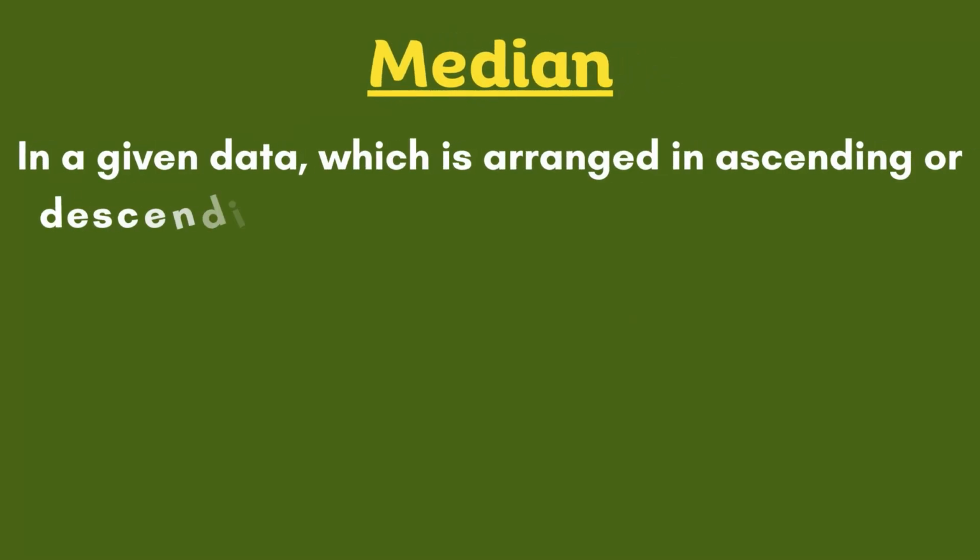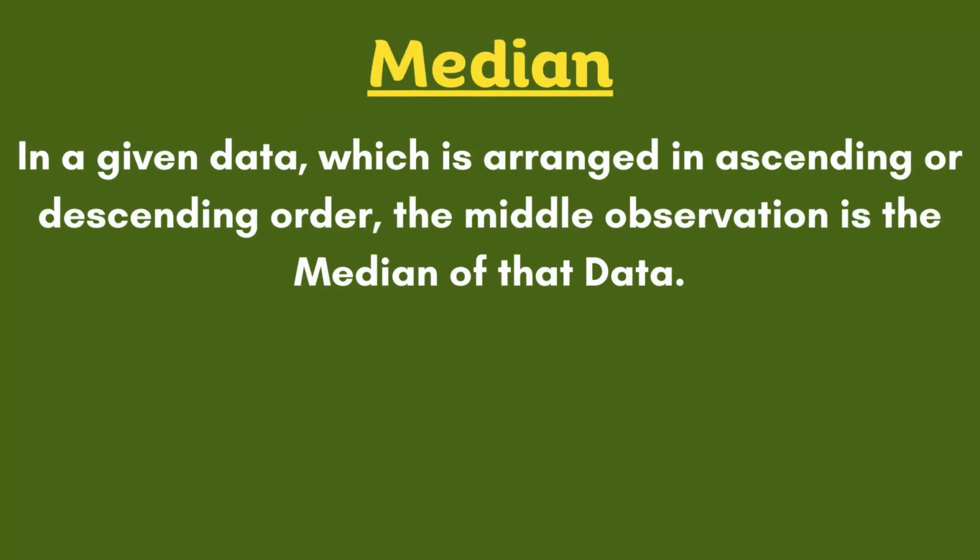Now we'll see median. Median is, in a given data which is arranged in ascending or descending order, the middle observation. So if data is given, what should we do? We should arrange it in ascending or descending order. Then the middle observation, irrespective of number, will be the median of that data.